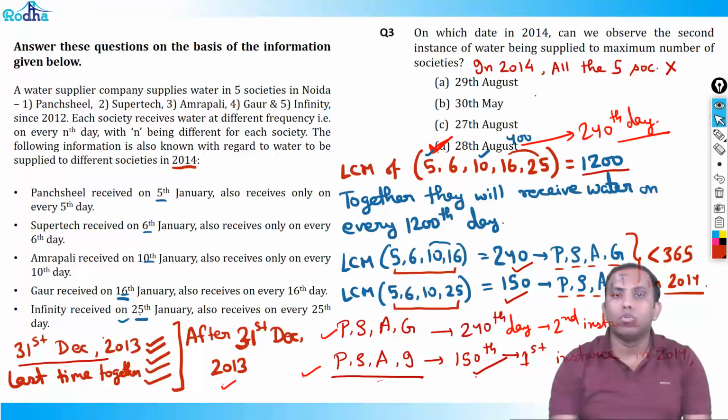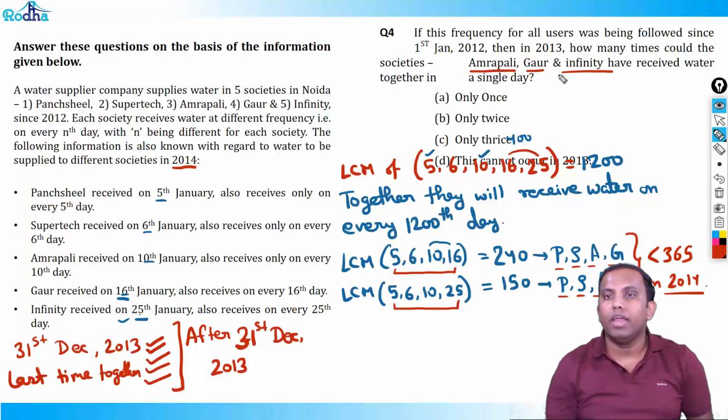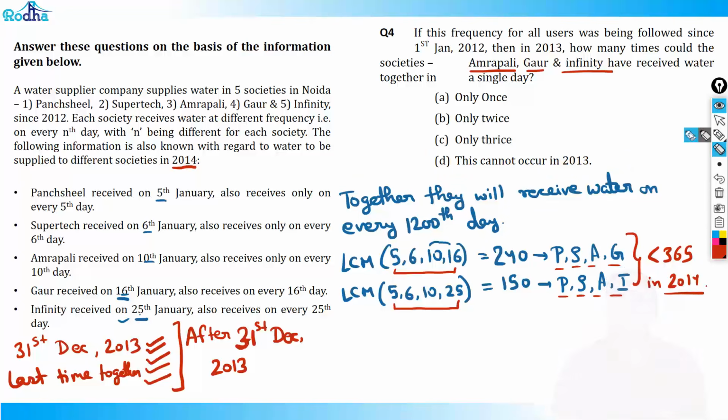Now the fourth question. So let's move to question 4. Question 4 says that if this frequency for all users was being followed since 1st January 2012, then in 2013, how many times could the societies Amrapali, Gaur and Infinity have received water together in a single day? Here I'm assuming that on 1st January 2012, all had received water on a single day, right? We are just assuming this.